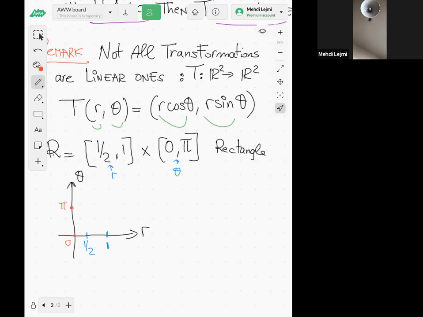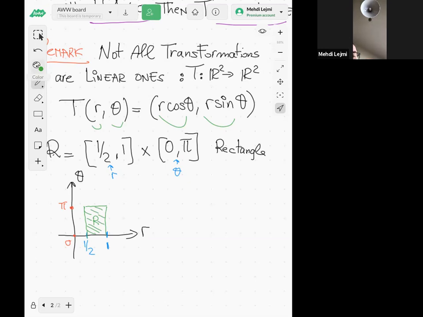Anyway, when you take the interval half to 1 times the interval 0 to pi, you get this rectangle here. That's the half-one cross 0-pi rectangle, my R. Now my question for you guys: what will be the image of this rectangle R under the transformation T?